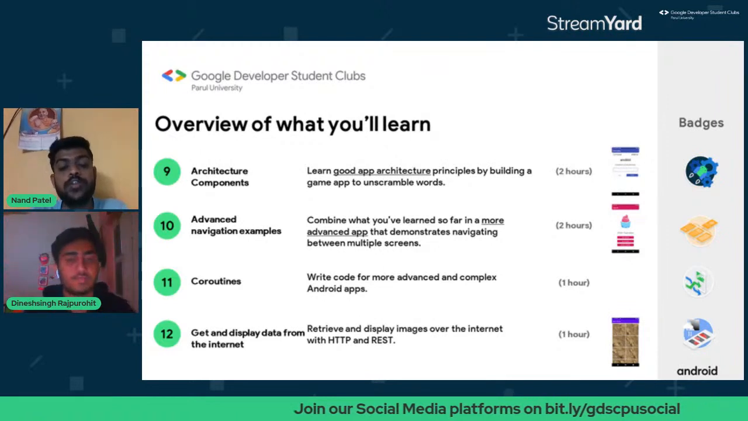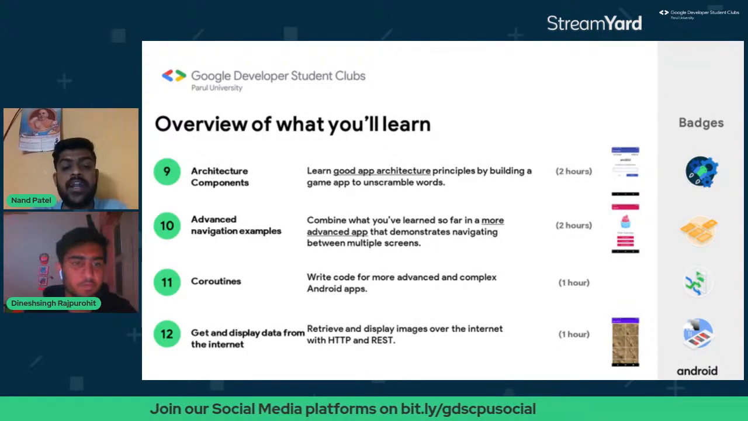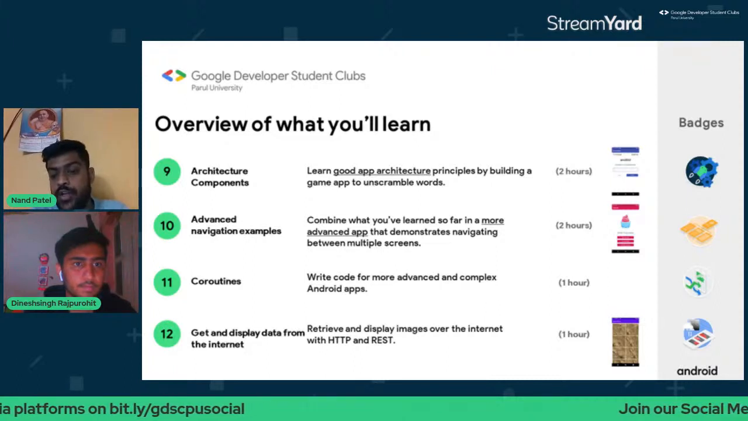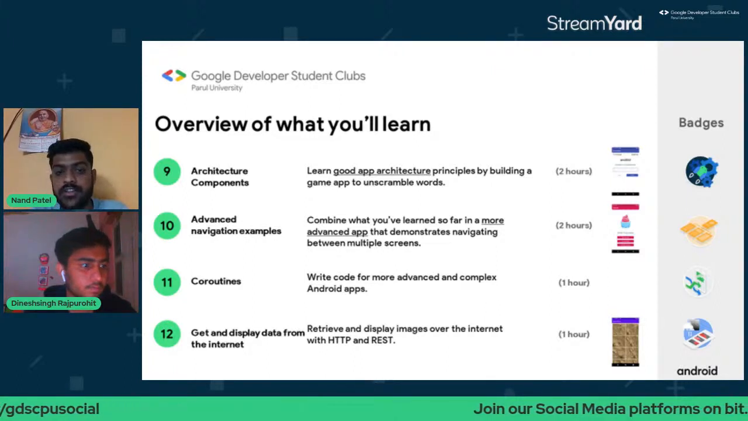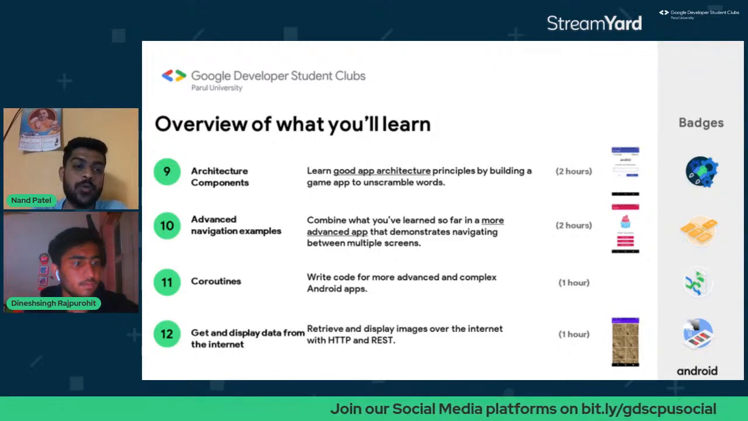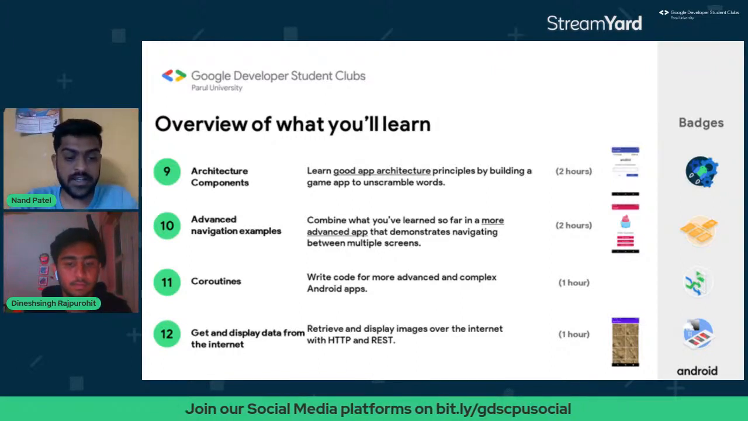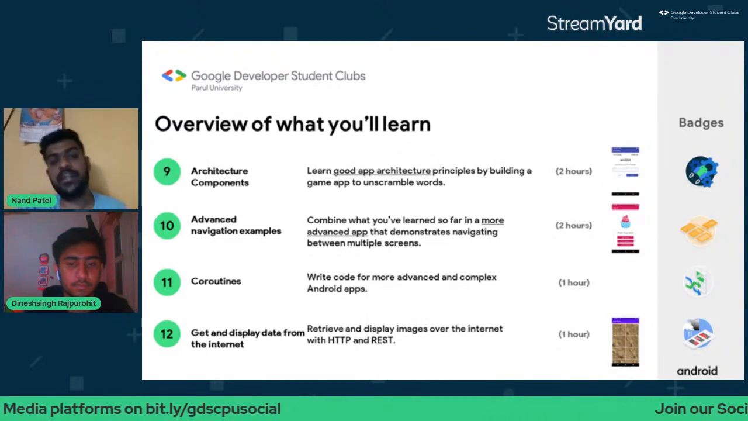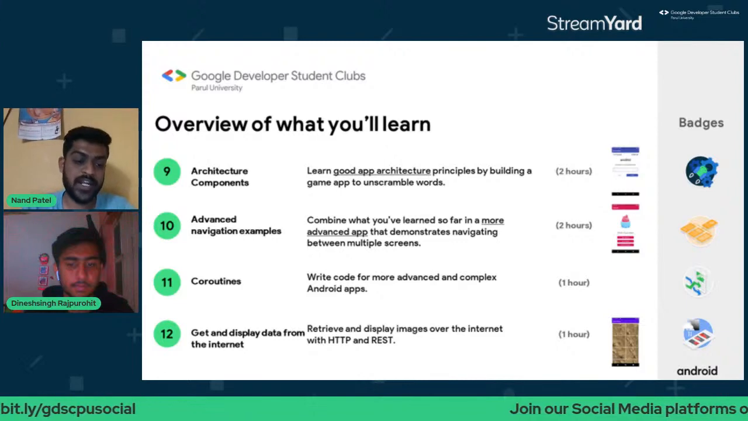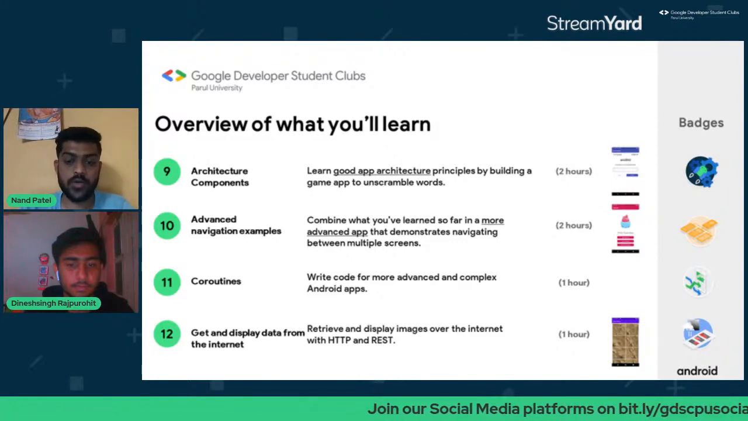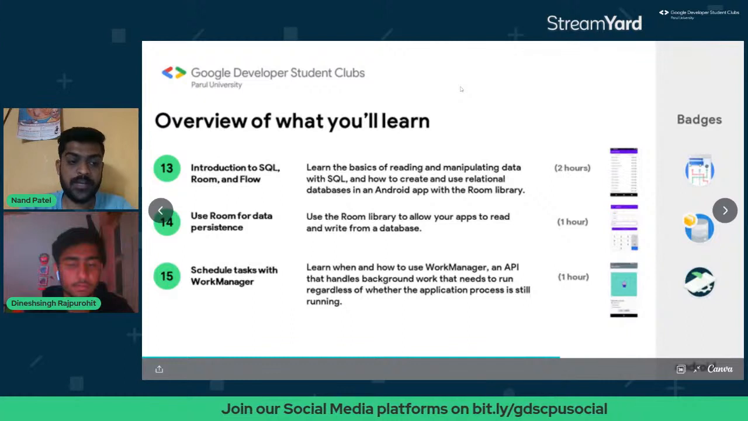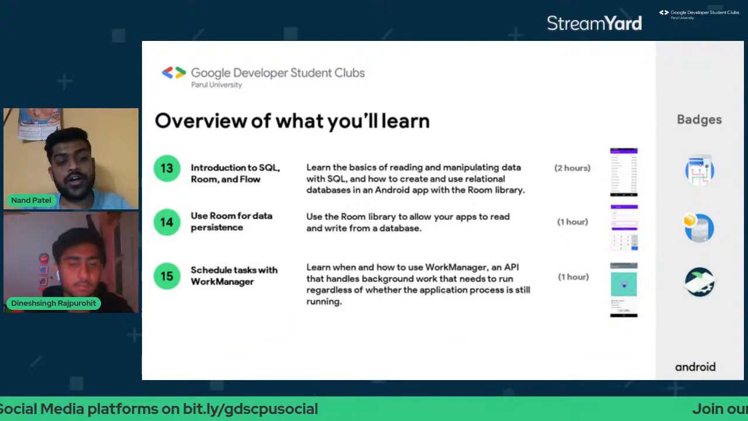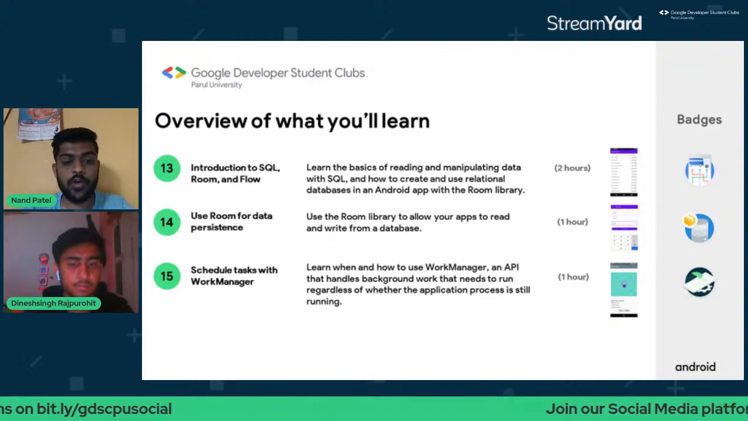combines what you have learned so far in a more advanced app, and demonstrates navigation between multiple screens, as shown in the small picture on your screen. This session is about 2 hours. Apart from that, the 11th and 12th chapters are for networking, and the data you have to take from the internet, like HTTP and REST servers. So there will be 12 chapters. Apart from that, the next is the 13th, the introduction to SQL, Room and Flow.